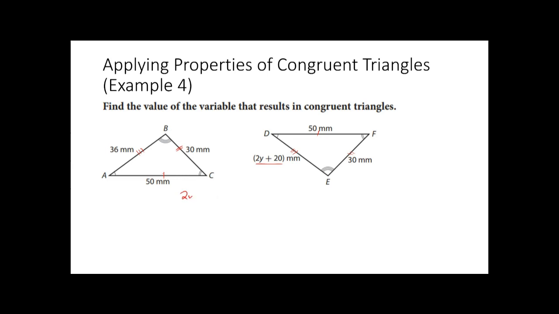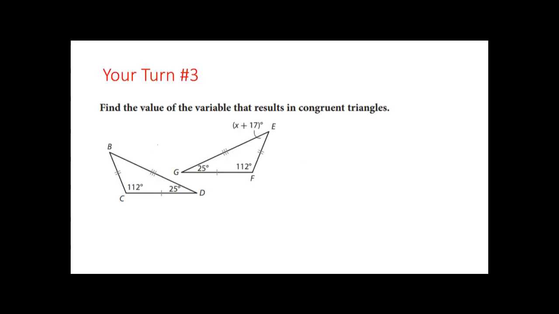So 2y plus 20 millimeters, I'm not going to forget that, should equal 36 millimeters. All right, so let's use the subtraction property, basic algebra, equals 16, division property, and y equals 8. All right, so that is the value. Again, I'm going off the idea of congruency with CPCTC. There we go.